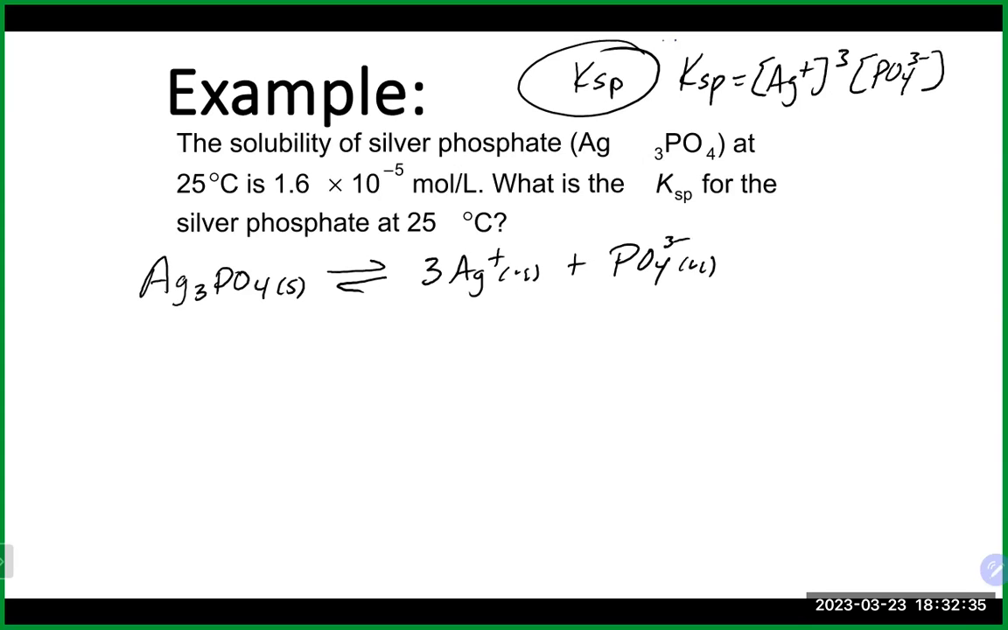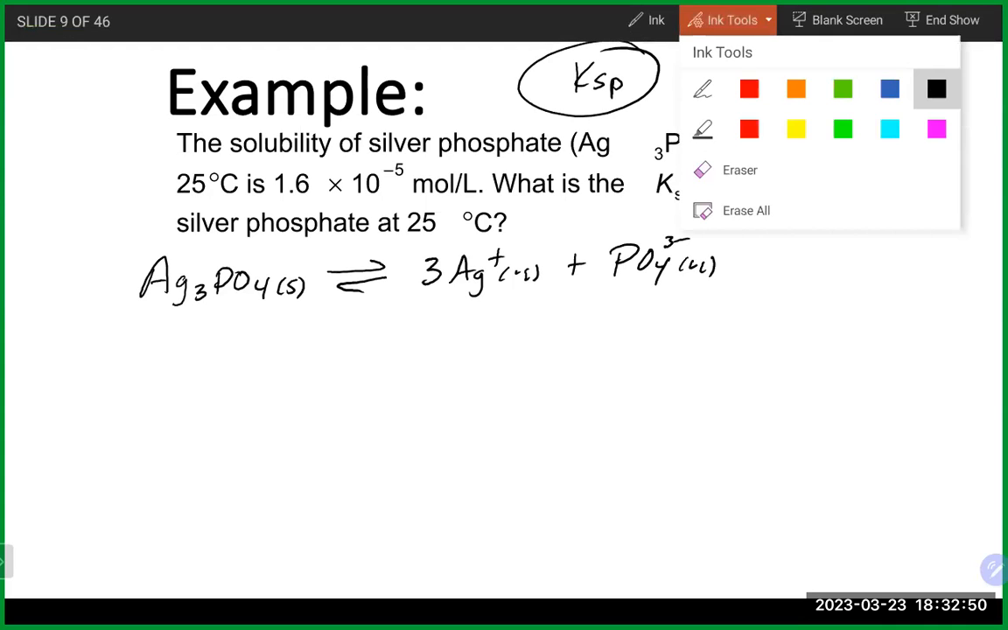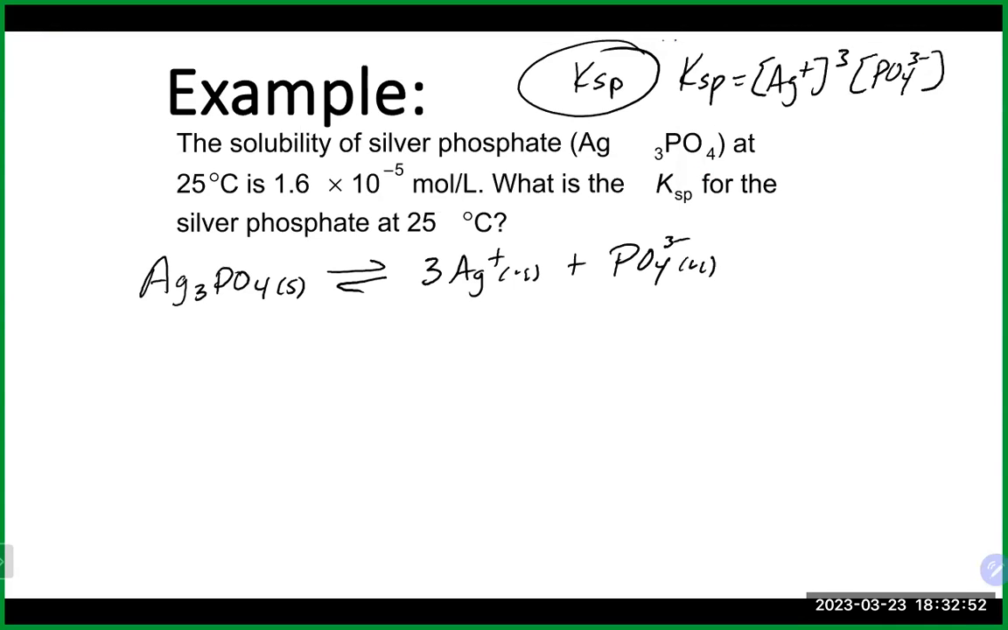Okay. So I'm going to show you the way that we typically would do an ice table. Again, you don't necessarily have to do this part for this type of problem, but it might help understanding here. So if we were to draw an ice table here, we would initially start with 0 of everybody here on our product side.